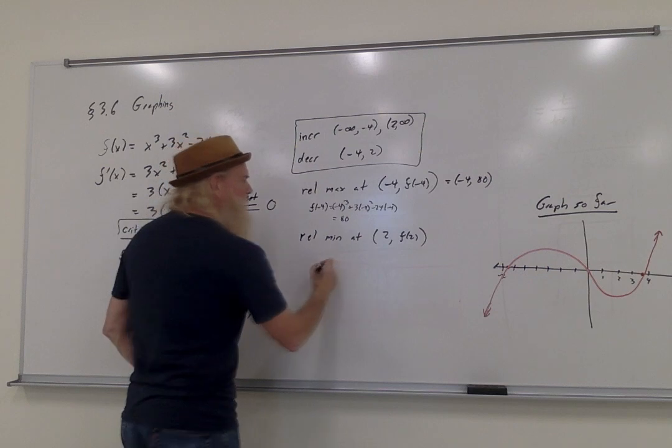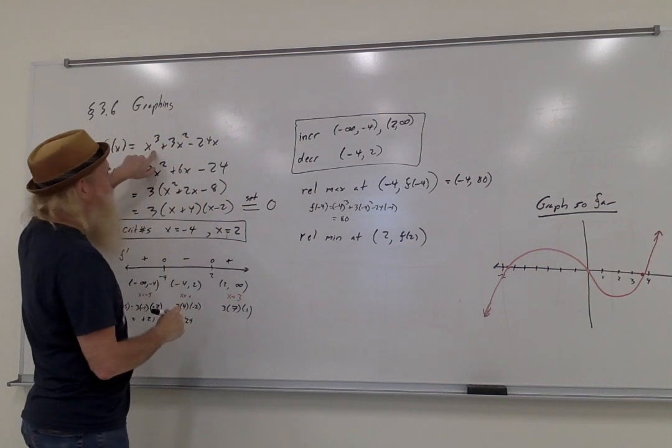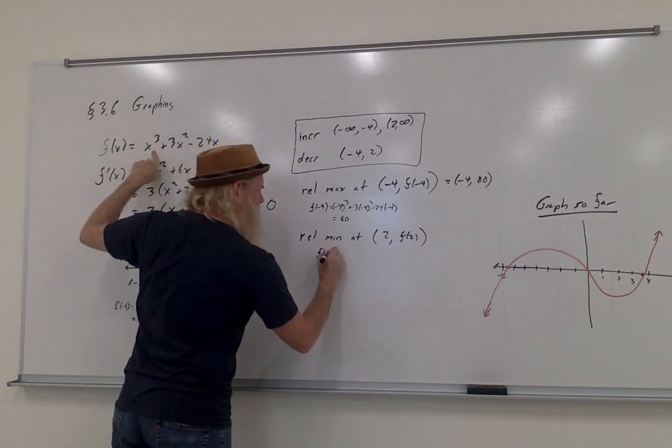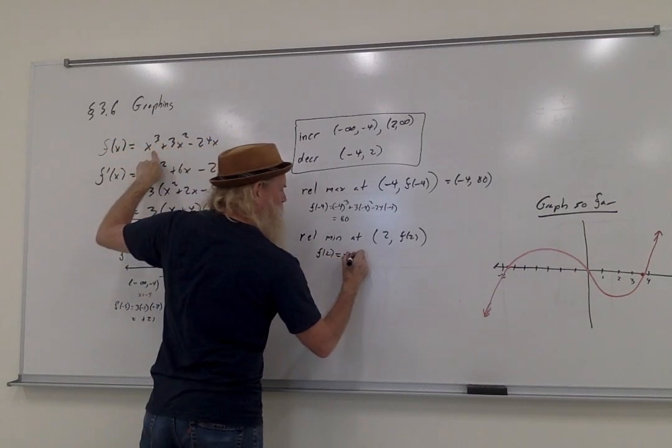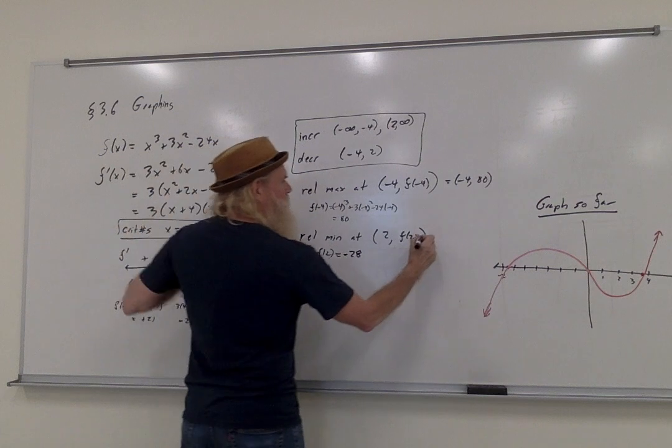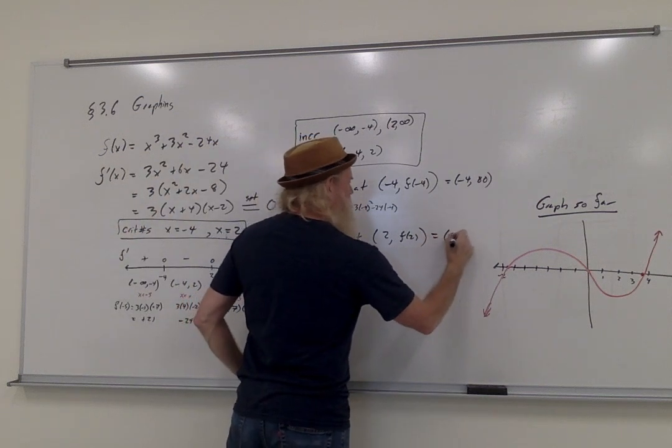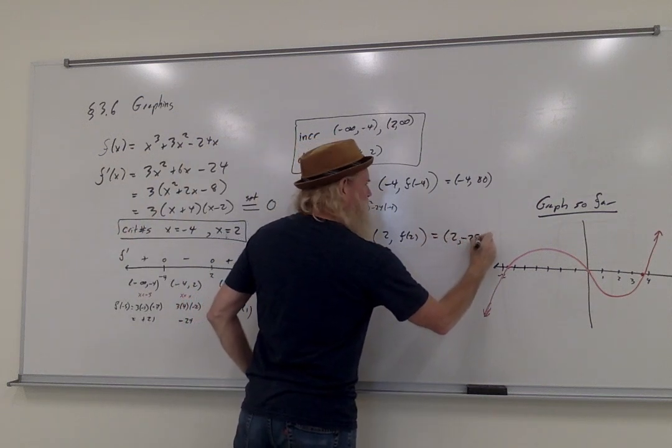And for the relative minimum, I plug 2 into this function. And when I do that, I get negative 28 as a result. So the relative minimum happens at 2, negative 28.